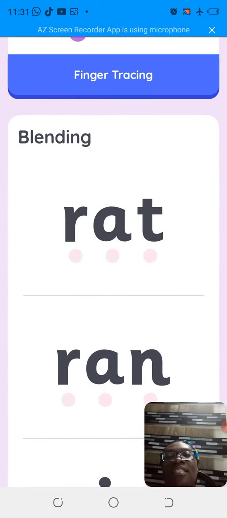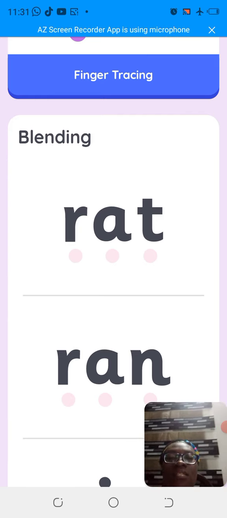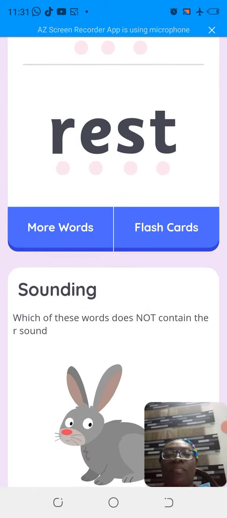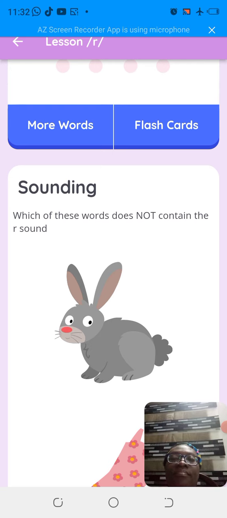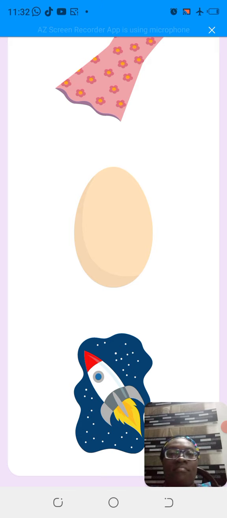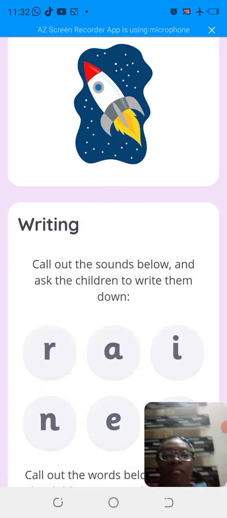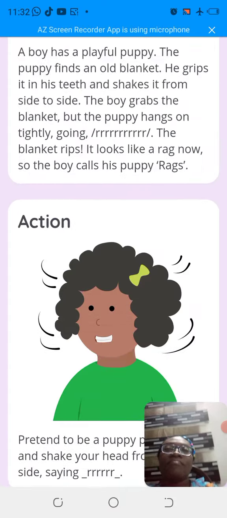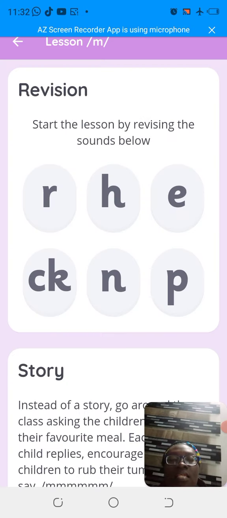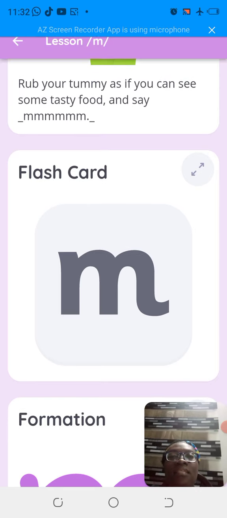What are the words that have R sound? Rat, ran, rape, rest. Images: rabbit, dress, and rocket. Let's move to the next sound. The next sound is the sound that letter M makes.